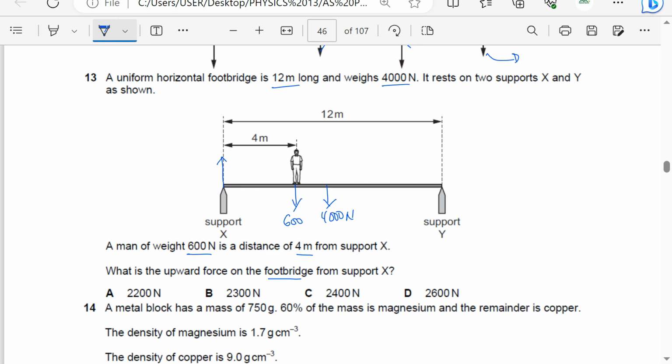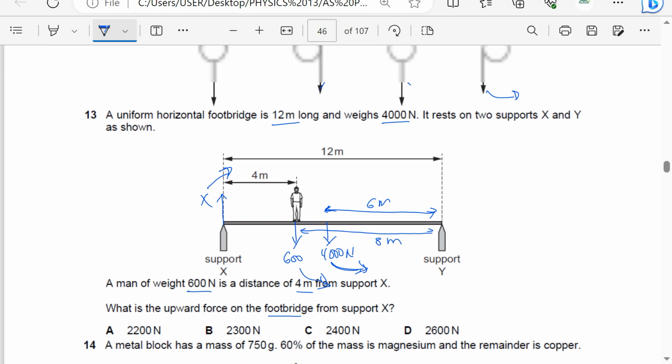And the man has weight 600. This distance here is half of 12, so this is 6 meters. The distance of the man to the other support is going to be 12 minus 4, which is 8 meters. Okay. So the man about support Y is clockwise. The force here is going to cause, sorry, this is anti-clockwise. The force from X is going to cause a clockwise moment. So we take moments about Y.